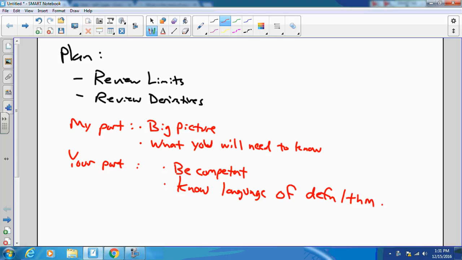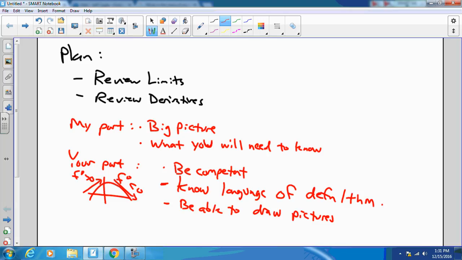Your part is to be competent, and in particular, that means to know the language of the definitions and theorems, and to be able to draw pictures of those definitions and theorems. For example, for your sign of f prime theorem, the language is if f prime is positive on a to b, then f is increasing on a to b, and if f prime is negative on a to b, then f is decreasing. And so you should be able to draw some picture that illustrates that with a function like so, where f prime is positive on this interval, and f prime is negative on this interval, and there it is. Yes? Okay.